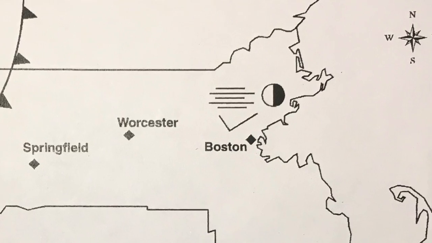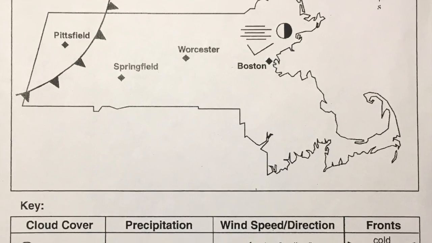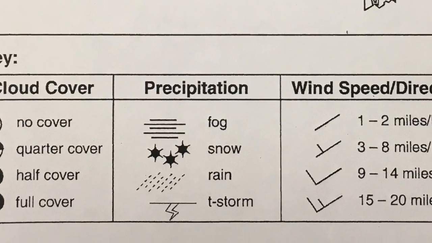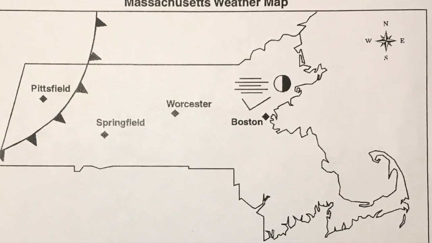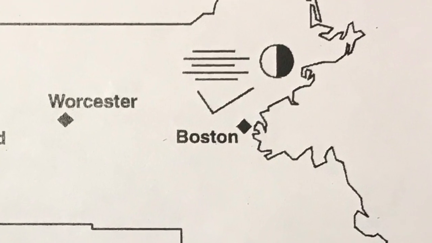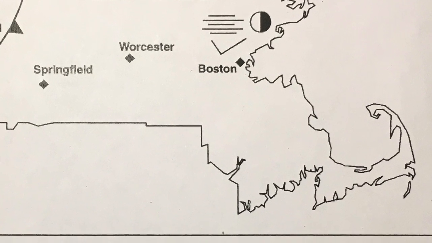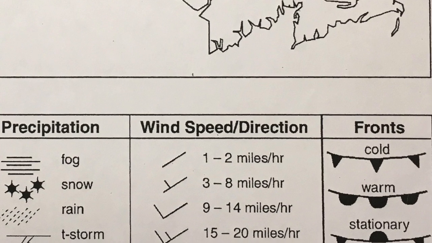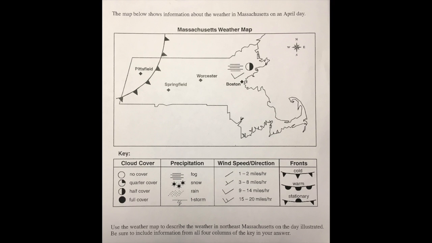Next, we see some horizontal lines on the map. For this, we look under the precipitation column, and we see that these lines mean fog. In this area of the map, there's also a check mark shape. Under wind speed direction, this mark tells us that the winds are moving between 9 and 14 miles an hour.